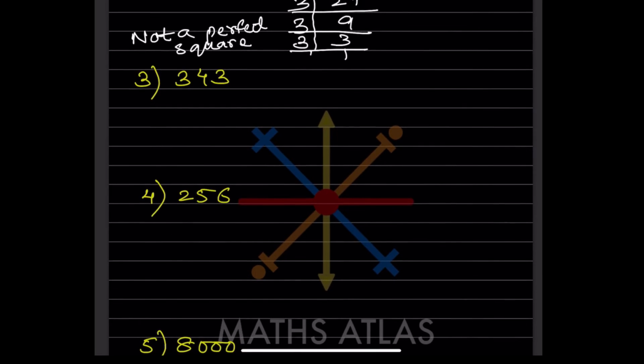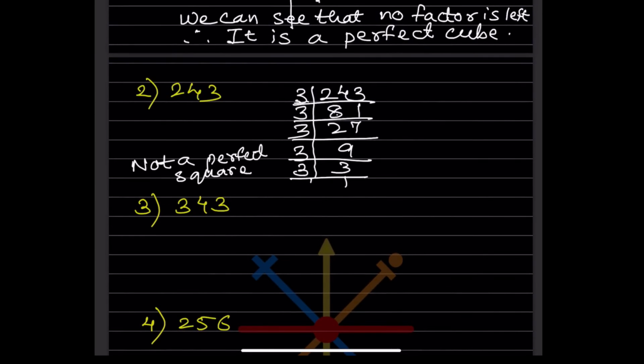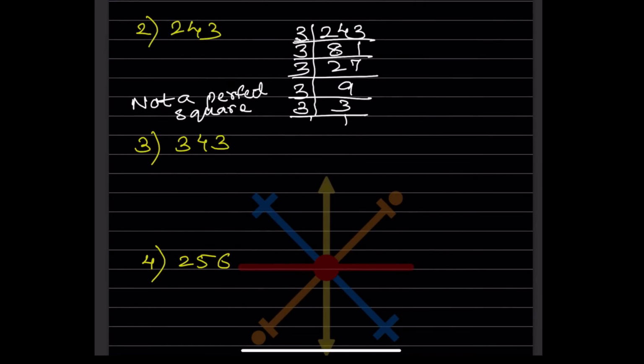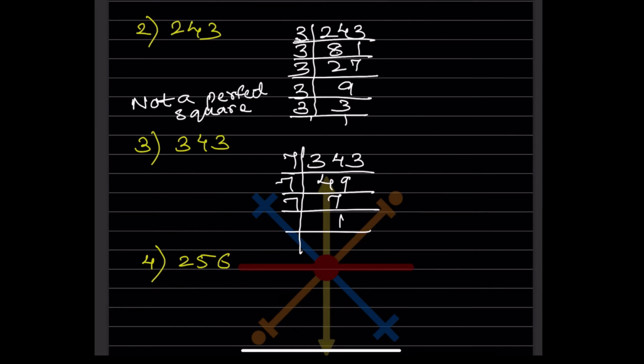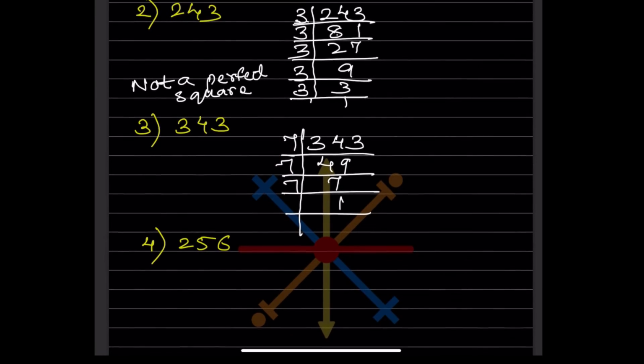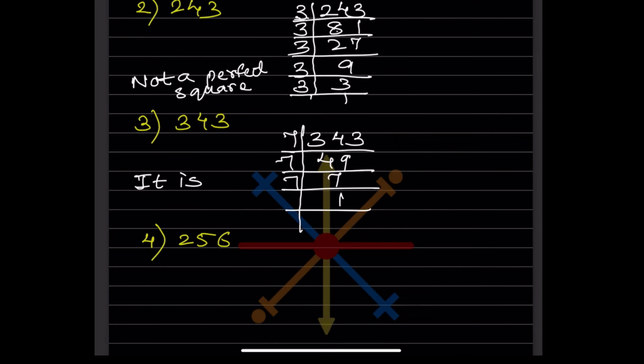Now for the next one, this is 343, that was 243. Actually it doesn't go with 3, it goes with 7 directly. You can check. So now you can see this is a group of 3. Because we have three of the same number here, it is a perfect cube.